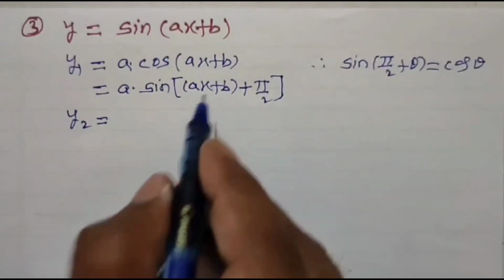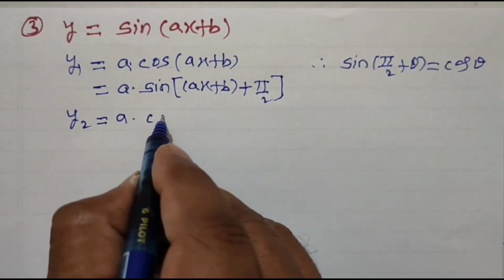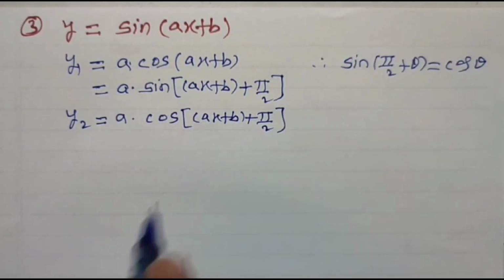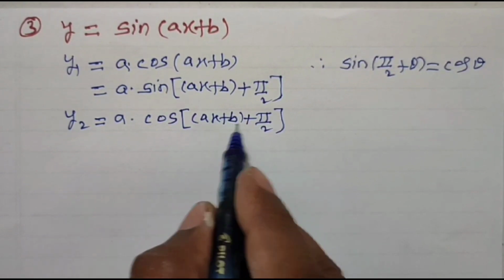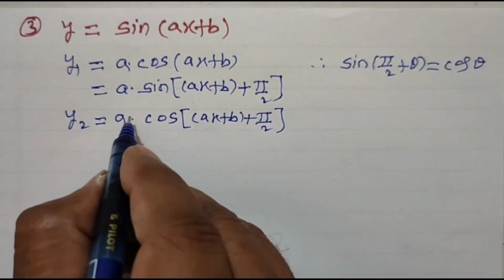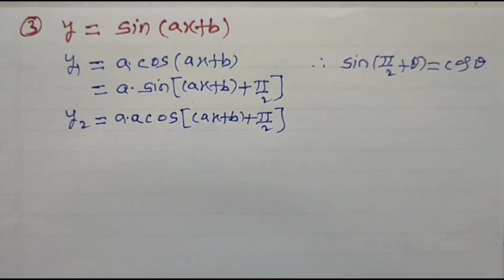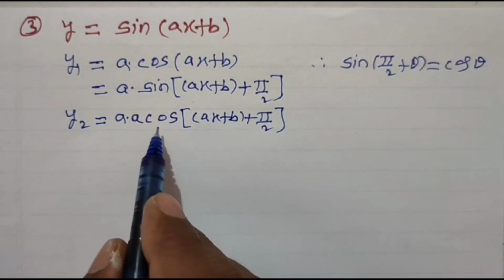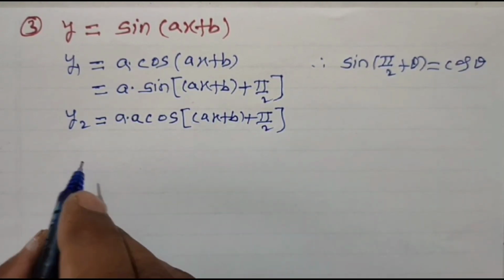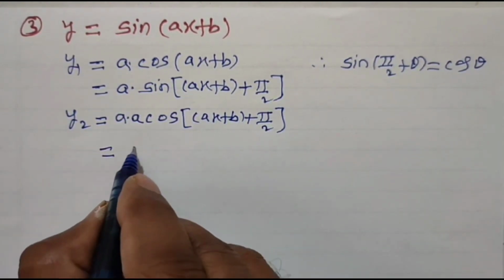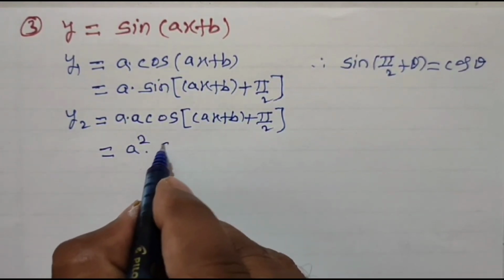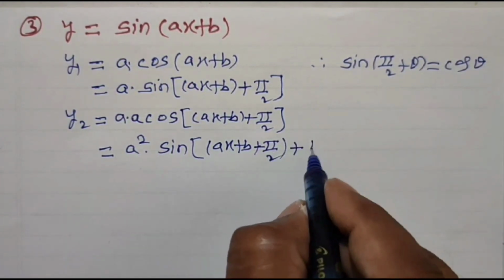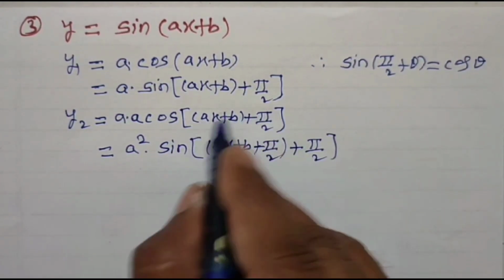y2 is equal to the derivative of this, that is a into cos of (ax + b + pi/2), into the derivative of (ax + b + pi/2) with respect to x, that will be a. So a into a. Now again using this formula you have to express the cosine function in terms of sine. Hence y2 becomes a squared into sine of (ax + b + pi/2 + pi/2). We are adding pi/2 in this whole angle.